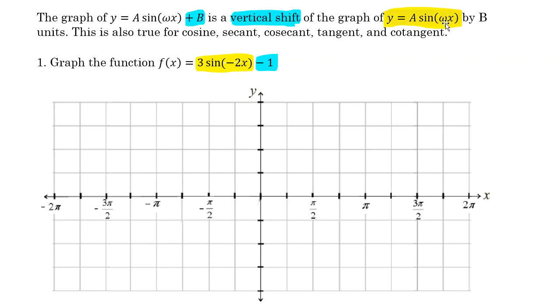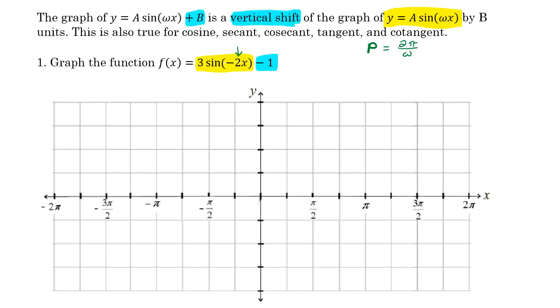First thing I'm going to want to do is look at the period and then the amplitude, and then we'll worry about shifting. Recall the period is found by doing 2 pi over omega. Period equals 2 pi over omega. I notice here my omega value is -2, and I really want that to be positive.